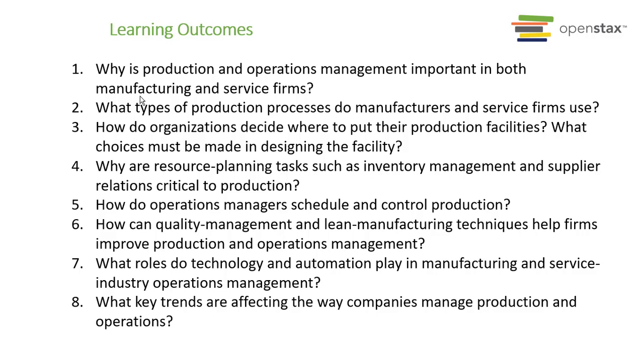We'll look at how organizations decide where to put their production facilities, where you're going to build that factory, what choices are made in designing the facility. We'll look at resource planning tasks, inventory management, supply relationships, and how operations managers schedule and control production. And then we'll look into the quality part. Again, how quality management and lean manufacturing help firms improve production and operations management. The role of technology, automation, and trends. I'll focus mostly on 1 through 6 for this lecture, and we'll let you read 7 and 8 on your own, so I can try to keep this under an hour.